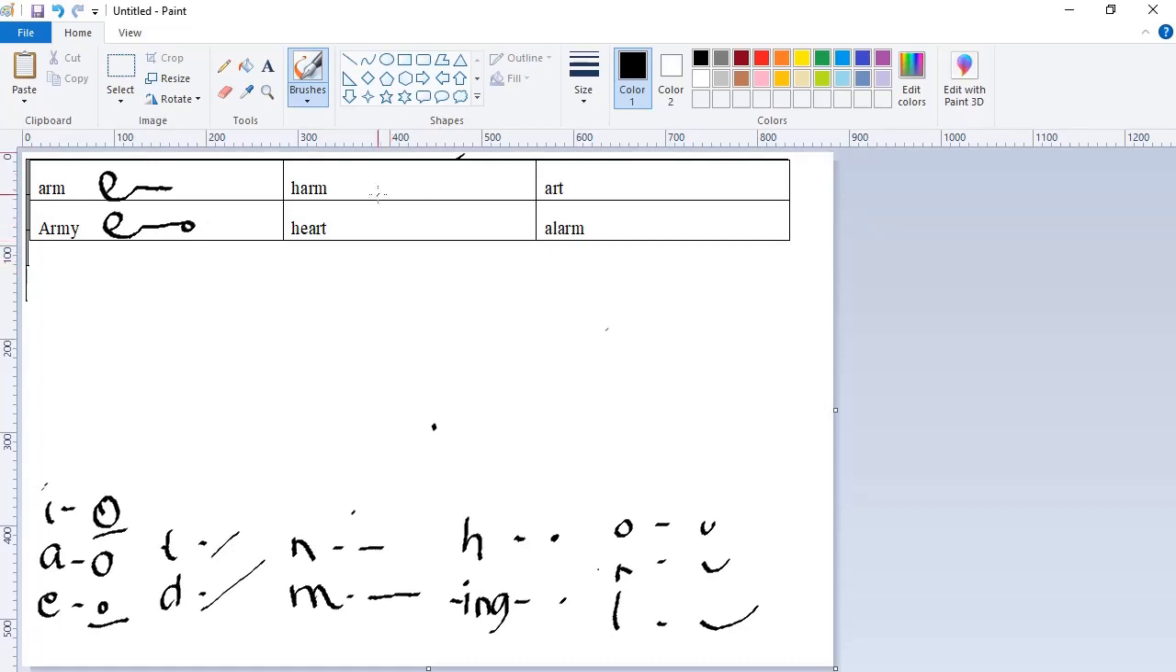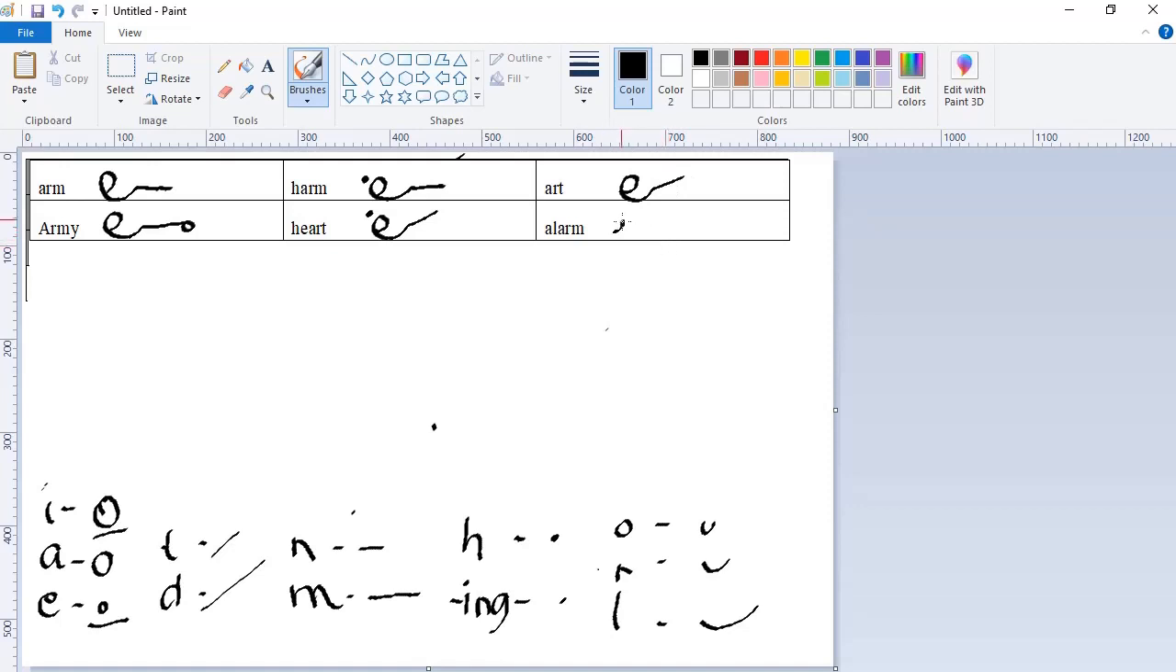Next, harm. We have arm, and then your H. Harm. Next, heart. So, we have heart. Heart naman yan, hindi naman hurt. It's heart. We have A, R, T, and then your H. Next, art. Tanggalin mo lang yung H sa heart, magiging art.